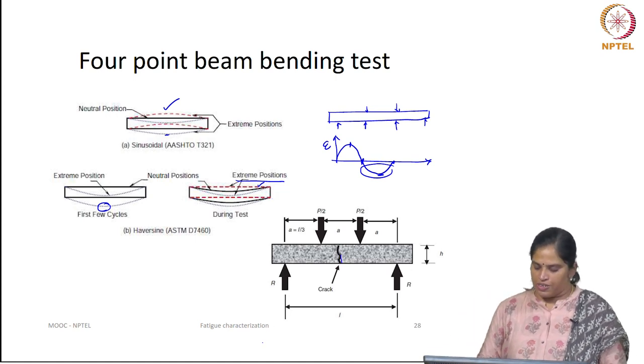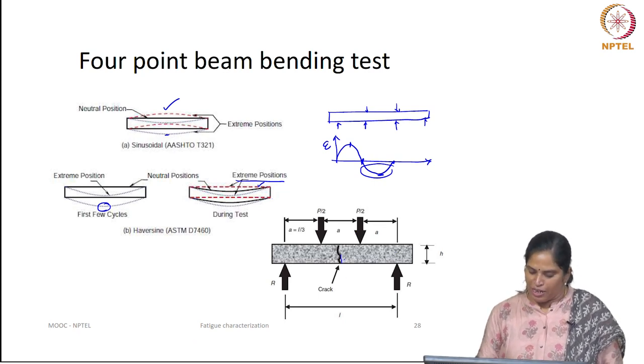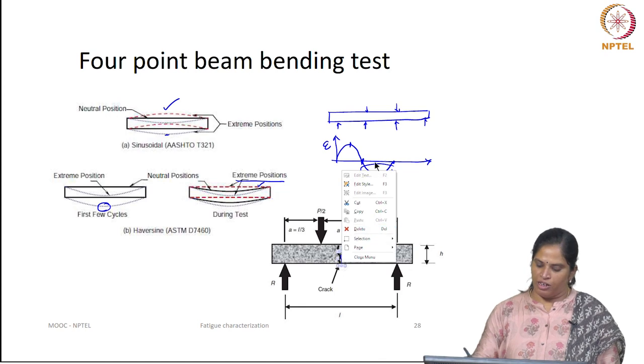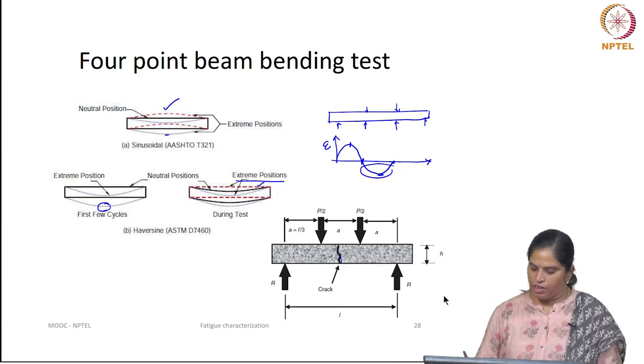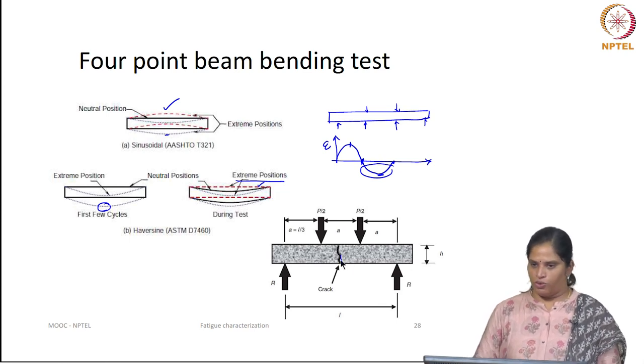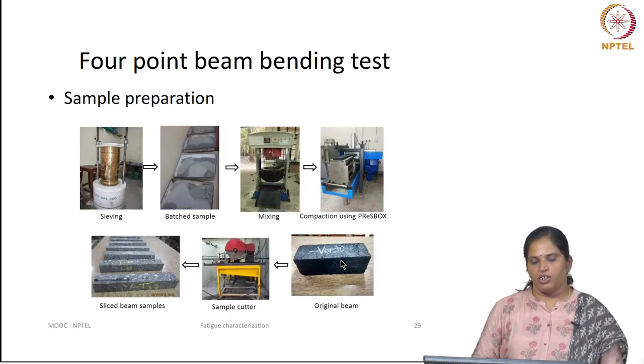So we are subjecting the bituminous beam to a repeated tension-compression loading so that the beam cracks from the bottom of the specimen. It can also be a compression loading, so that the beam cracks from the bottom. So this is what we are doing in the 4-point beam bending test. And now what is the result?